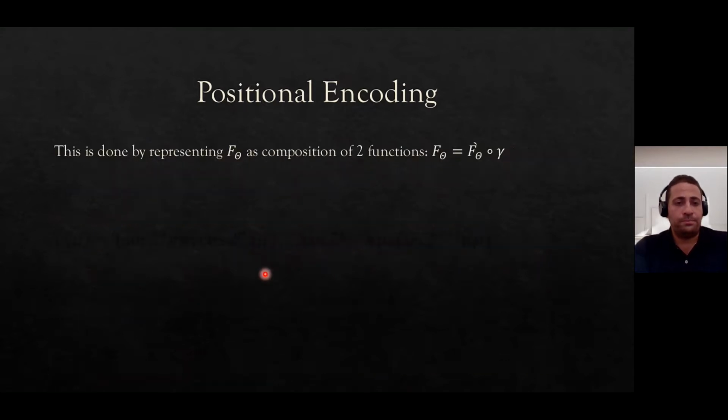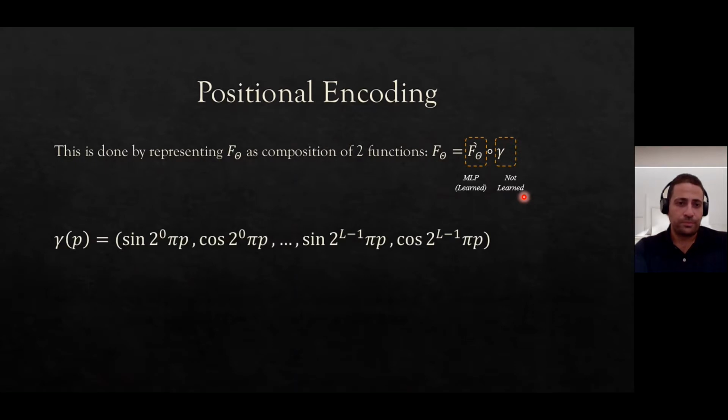Okay, so how is it done? This is done by representing F of theta as a composition of two functions. So we have F' of theta and gamma. What does each one of them mean? We have F' of theta, which is the learned part, simply our network, the MLP. And gamma is a fixed function. It's not learned.